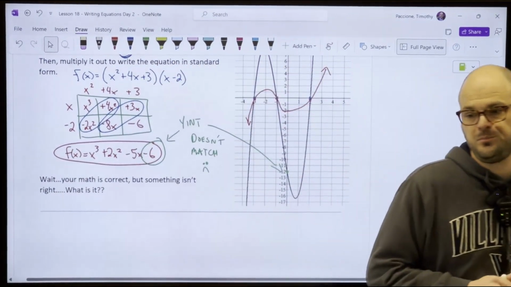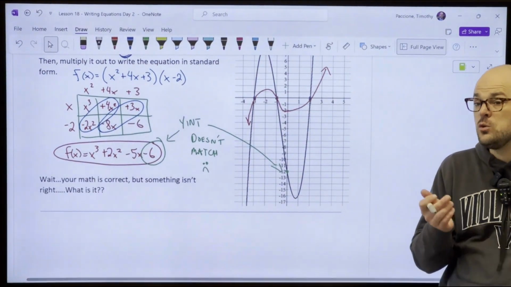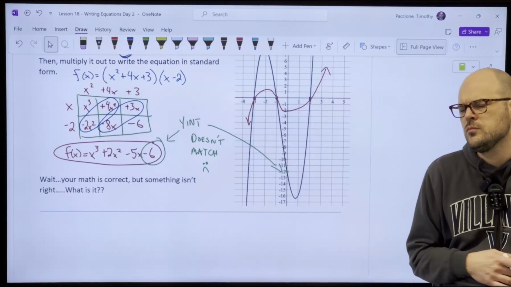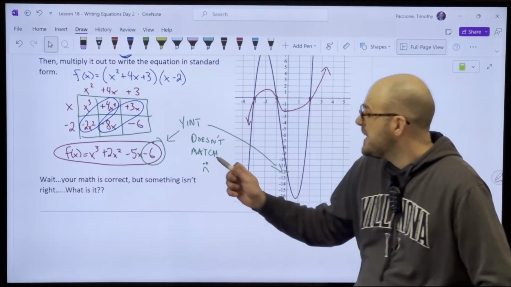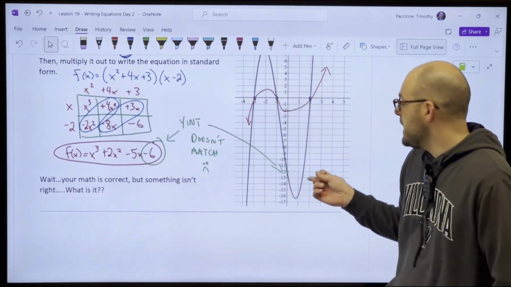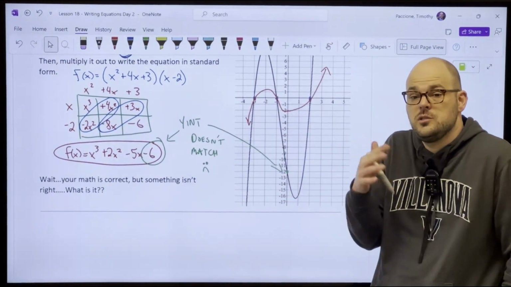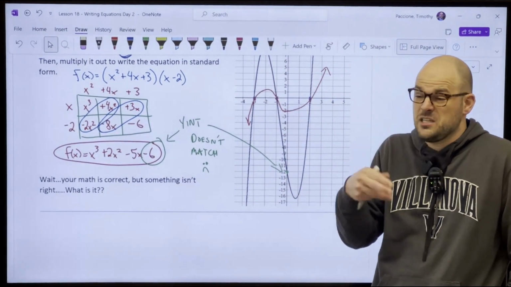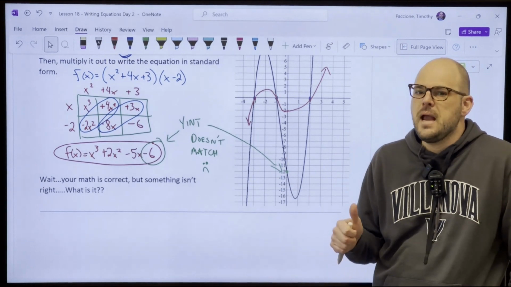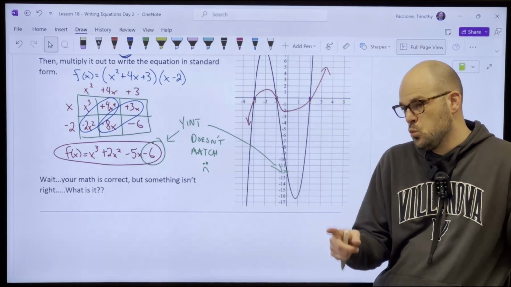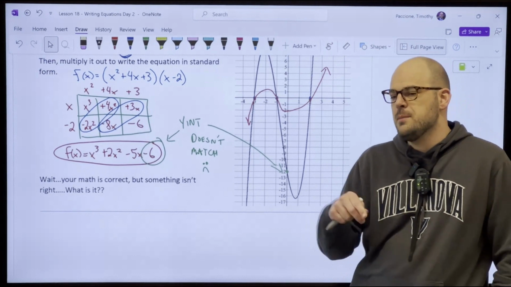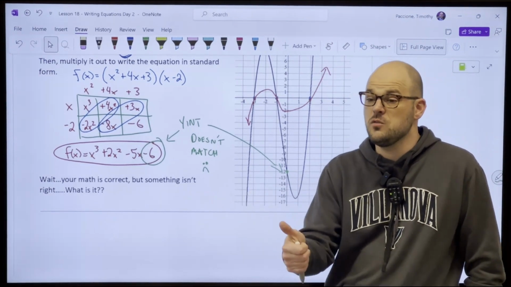What do you think? 2. Why do you think 2? Right, we had -6. The graph had -12. Well, maybe you just have to multiply by 2, because that's what stretch does, right? But I will say this. We'll test it to find out.